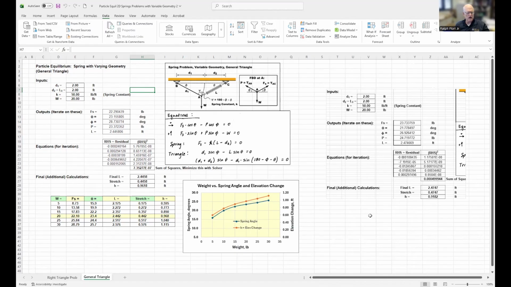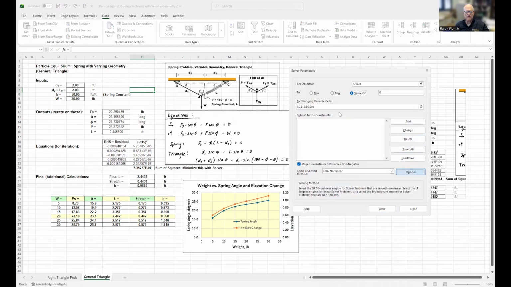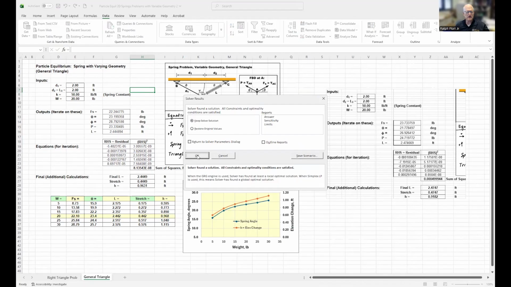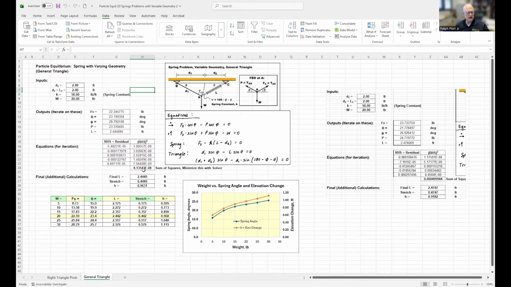So one more thing I'll try is I'll improve the residual. I'll go to 1E-9. I'll make it slightly tighter. Solve. Okay, so this is a tighter constraint here. And now I'm at 22.24 compared to 22.1, 23.2, 23.4. So this should be a little bit better answer because this is a tighter tolerance.